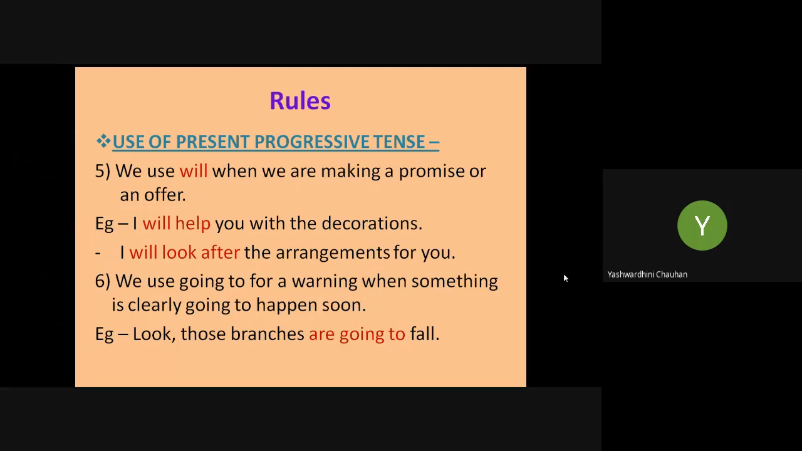We use going to for a warning when something is clearly going to happen soon. Look, those branches are going to fall, right? So we know that something is going to happen, not something good. So if branches are going to fall, we cannot be standing down there because they will fall on us and we will get injured. Or look, if that tree is going to fall. So we know something bad is going to happen. So a warning is being given.